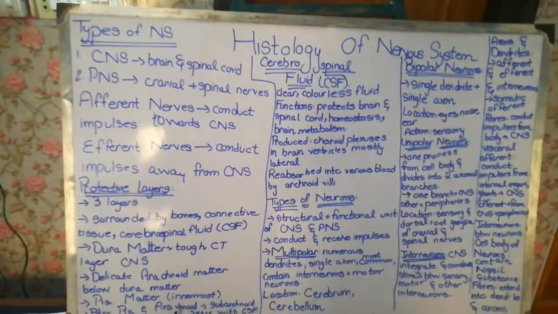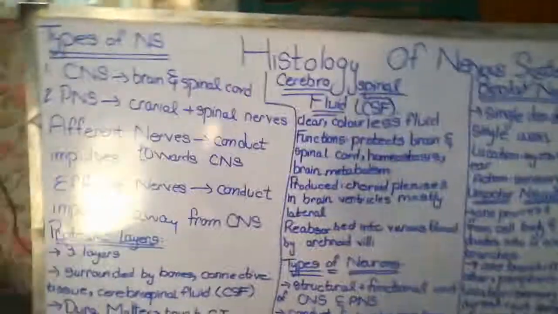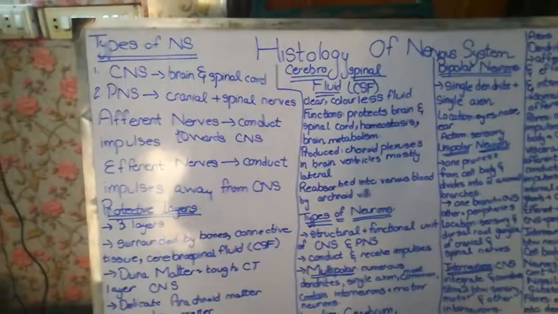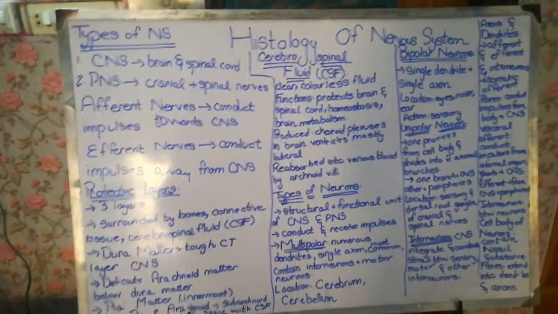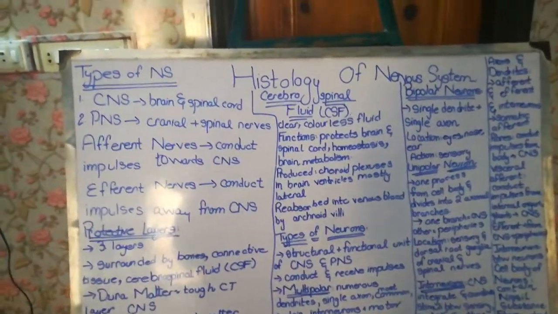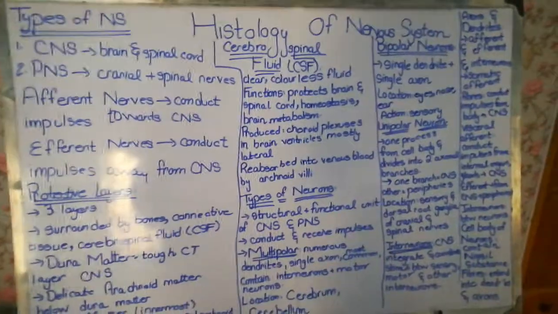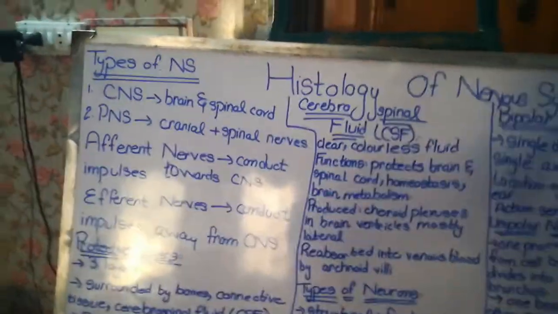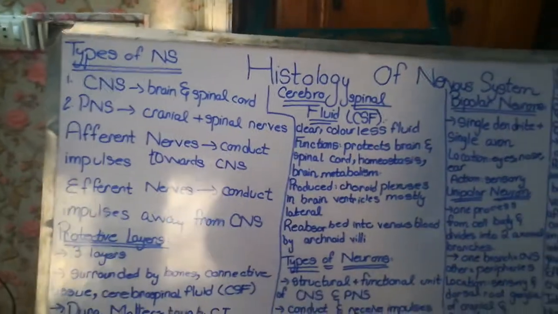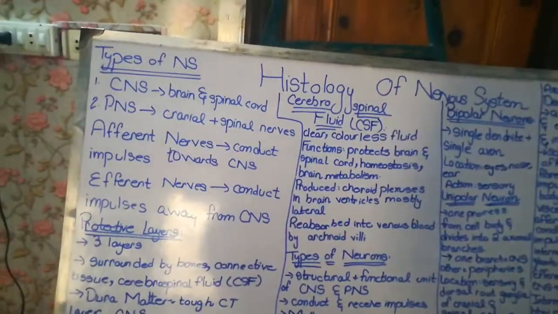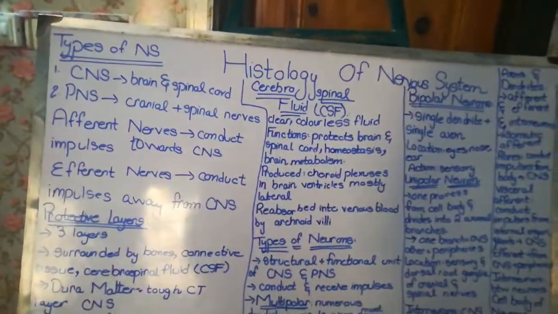Alright guys, today we have our new topic, that is the histology of the nervous system. Yesterday in my two videos we covered the histology of the epithelium, followed by the histology of the connective tissue. Now we're going to study the histology of the nervous system. The nervous system, as you all know, is a very important system of the body, and without the nervous system a person cannot survive even for a single day or a single hour.